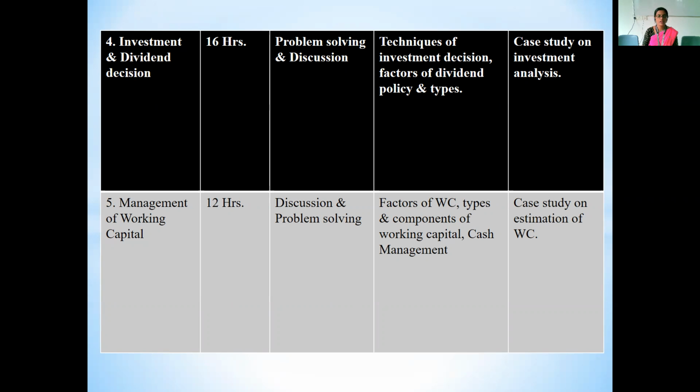Okay. Now moving on to unit number 5, which talks about management of working capital. As we all know, working capital in simple terms refers to the amount that the company is going to invest into current assets, so that the amount invested into current assets could be used for the day-to-day operations of the company.